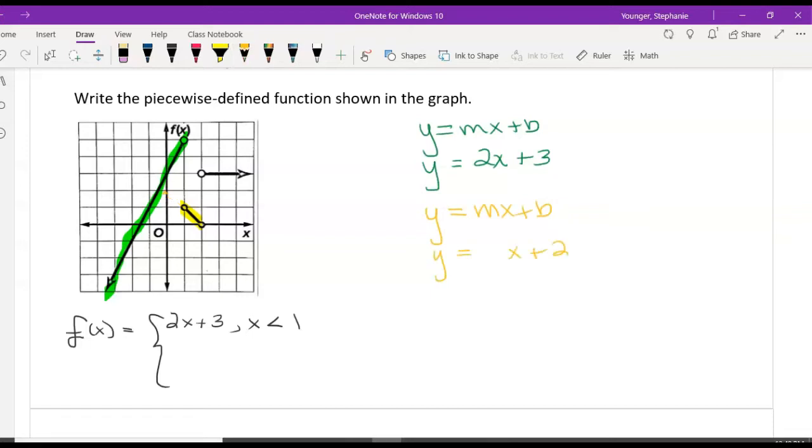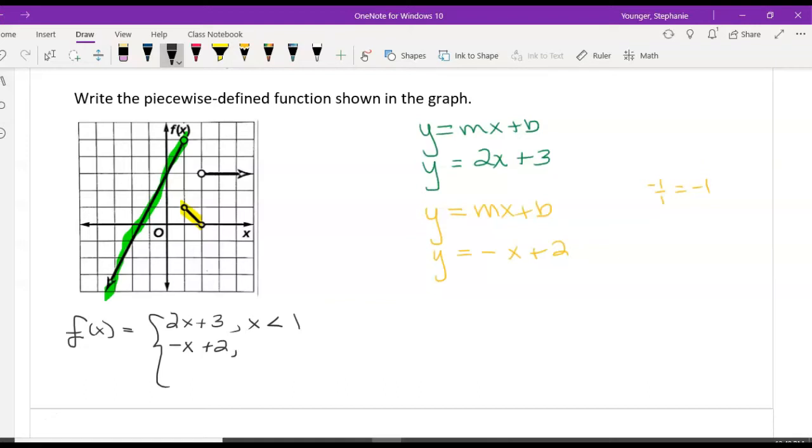And let's take a look at our slope. We go down 1 to the right 1. So down 1, right 1 is -1 over 1, which equals -1. So here we have -1x plus 2. So now we'll come over here, and our next piece is -x plus 2, comma.